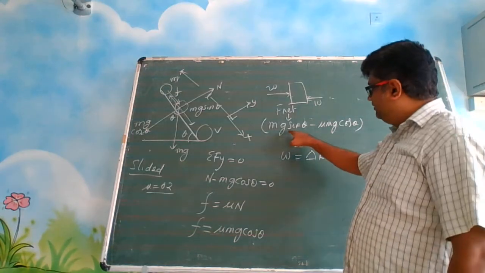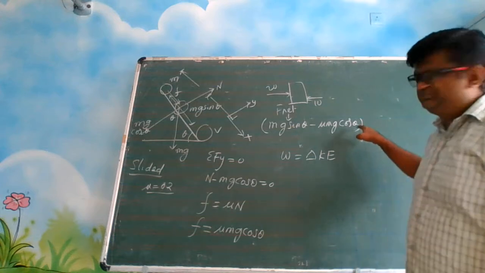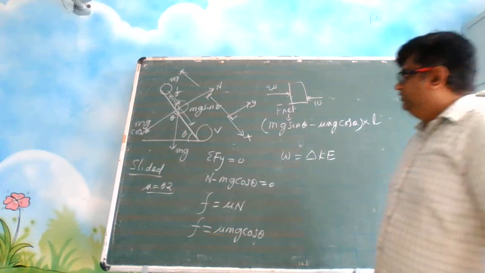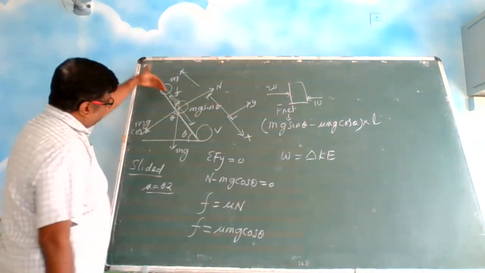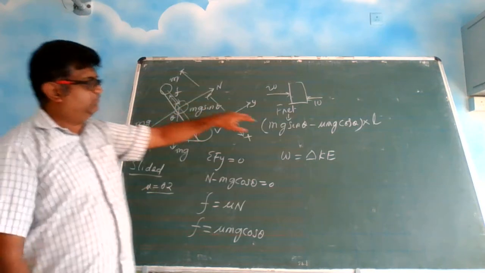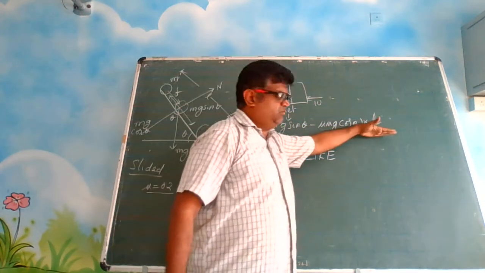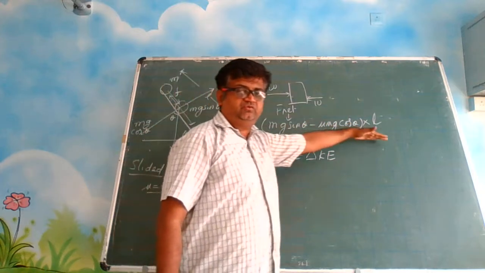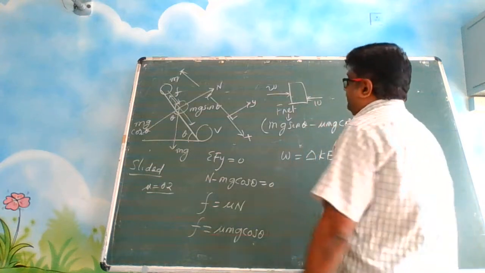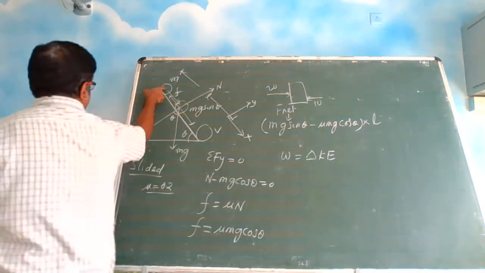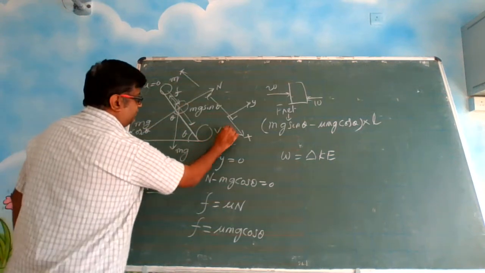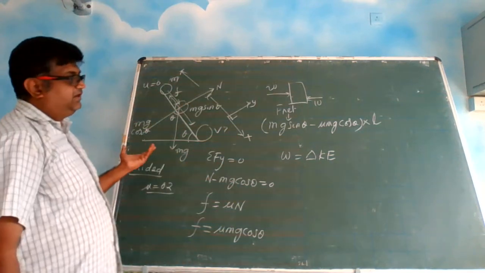So what is the force here? This is the force here. What is the distance? L is the distance. The net force is acting along the downward direction. How much distance did it move? From here to here, into L. This whole expression is your work done, which is equal to delta KE. Delta KE means here the object was at rest, u is equal to 0, and finally it has got some velocity.